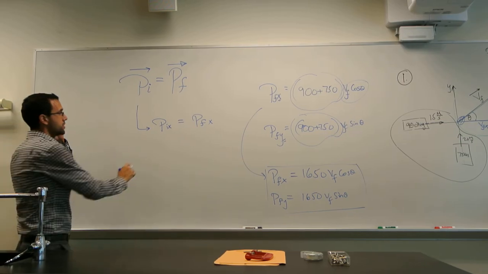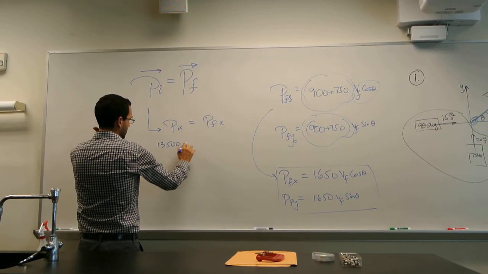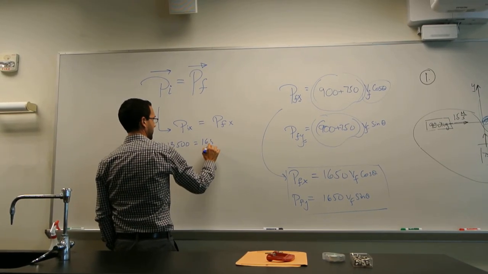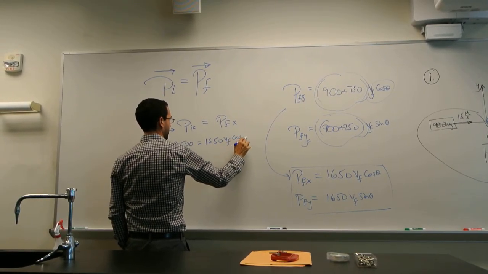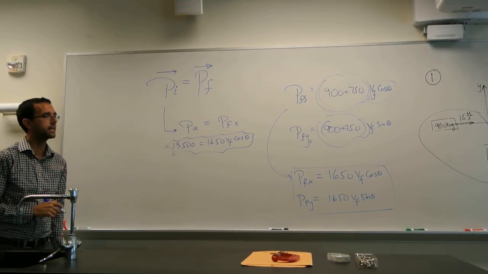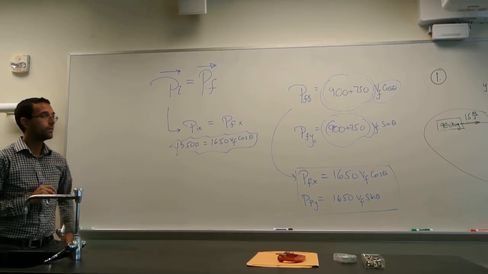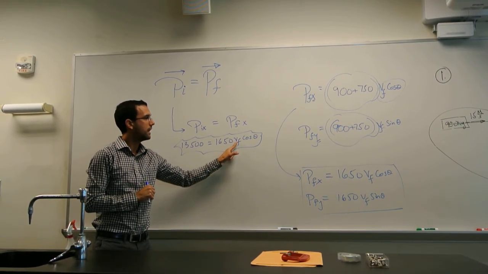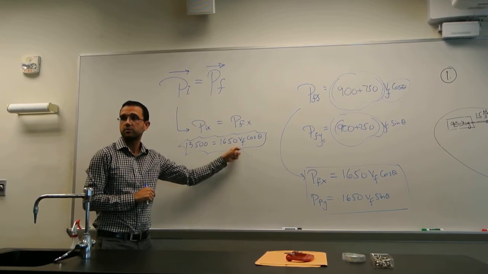So we're going to have 13,500. That's my initial X equals my final X, which is 1650 VF cosine of theta. So this is my first equation. And how many variables does that equation have? It has 2: the angle, that's the direction in which the wreckage goes after, and VF, which is the final speed of the wreckage.